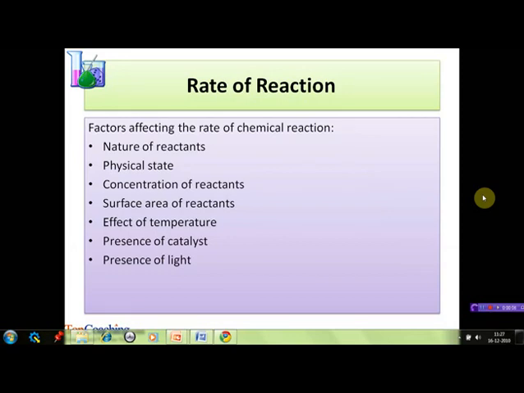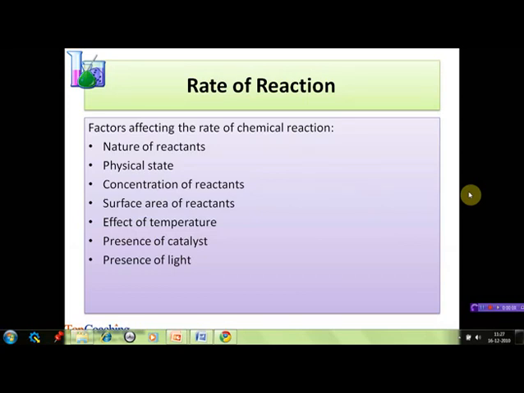The next important factor is the presence of catalyst. The presence of catalyst increases the rate of reaction because it provides an alternative pathway for the reaction to take place, which involves lower activation energy, that is, a smaller energy barrier.